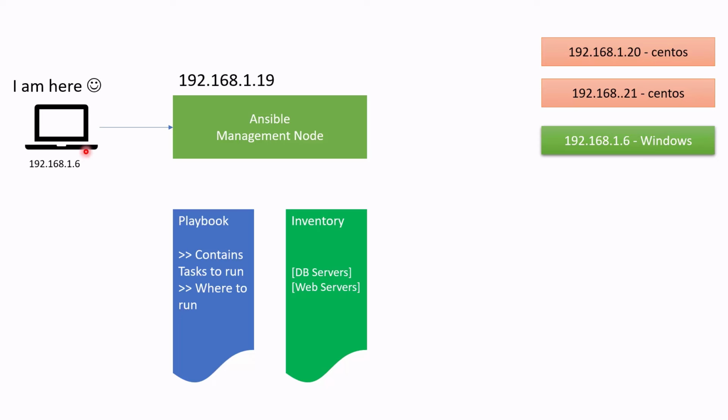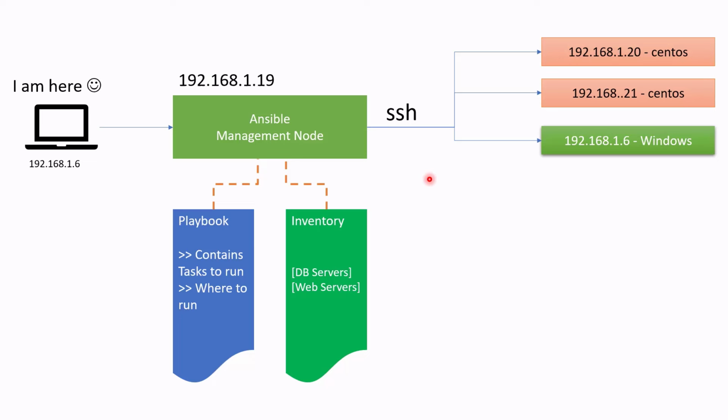Here you can see this is the IP address of my laptop. Then I have a server with the IP address 192.168.1.19. This is going to be our Ansible management node, and on this node we are going to create playbooks, and also create the inventory, which is going to be used by Ansible to fire commands or run any task on the target servers.